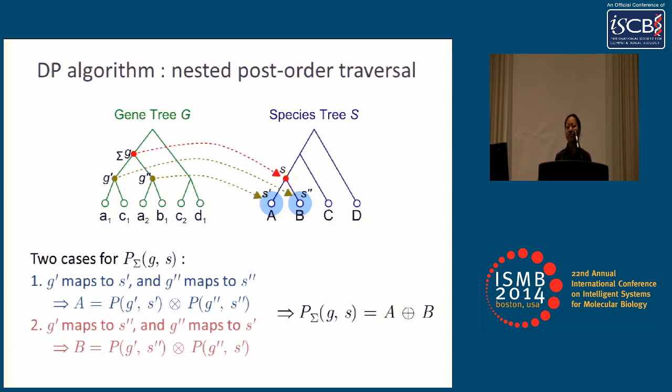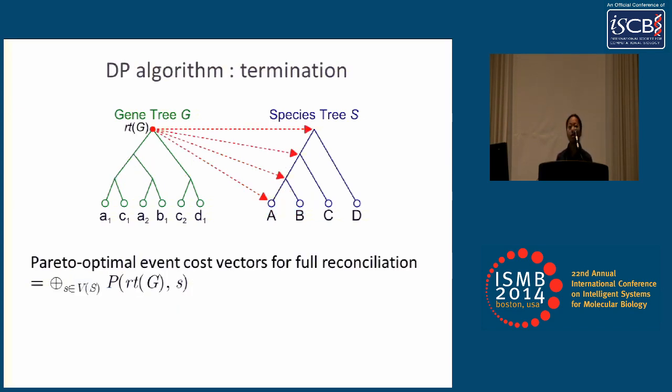So now what happens is if I want to consider how P speciation is computed, all I have to do is, again, add these 2 different sets of event count vectors, and filter back down. And that's that plus operation. Finally, my algorithm terminates once I reach the root of the gene tree. And then once I'm there, all I have to do is consider all possible mappings to different nodes in the species tree, and then again find the Pareto-Optimal event mapping.